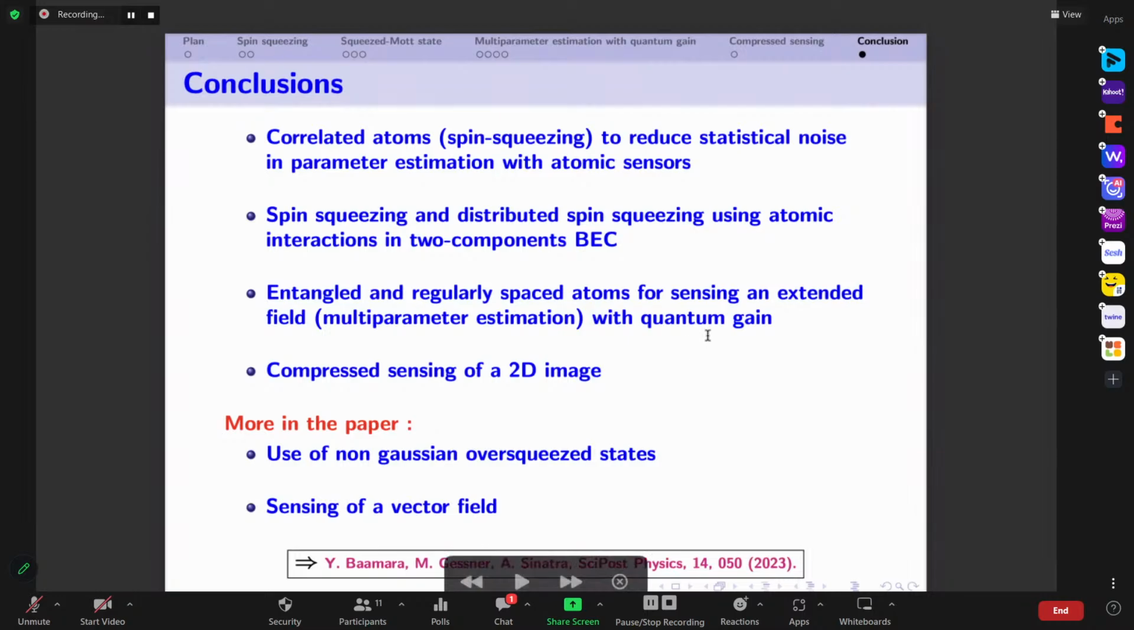And then I did not tell you, but you will find further information in the paper if you're interested, that we were not only exploring the possibility to use squeezed states, but also over-squeezed states that give a larger gain. And we were showing that it is also possible to measure a vector field, that is something unknown, not only the modulus, but also the direction. And the paper is here, open access, published in SciPost, and I thank you very much for your attention.